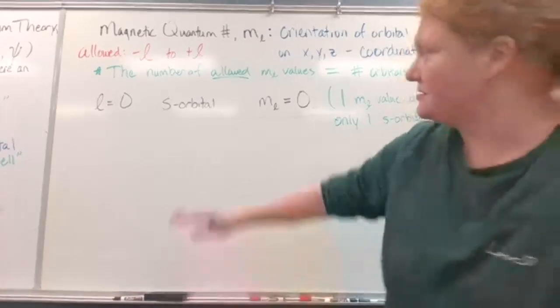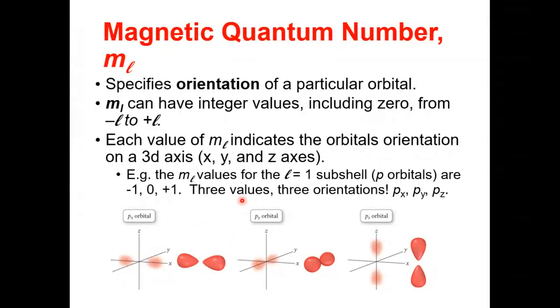So let's think about the next orbital that we have. That was s. Let's think about when L equals 1. We're talking about p orbitals. We've already discussed what that shape is. It's what we call a dumbbell shape.